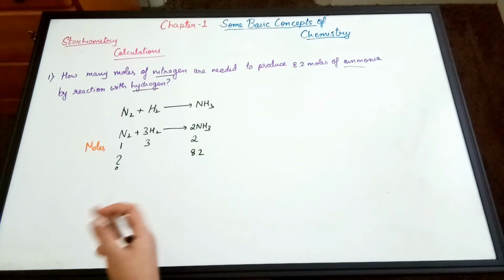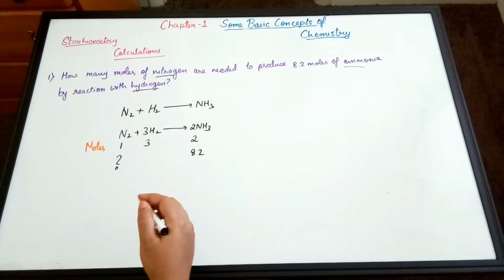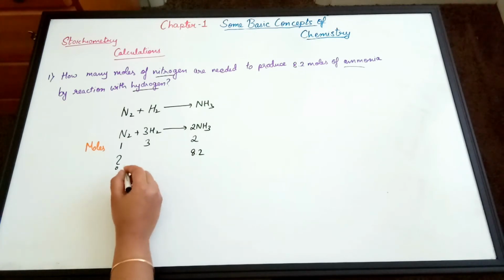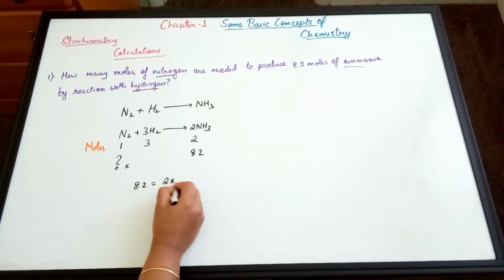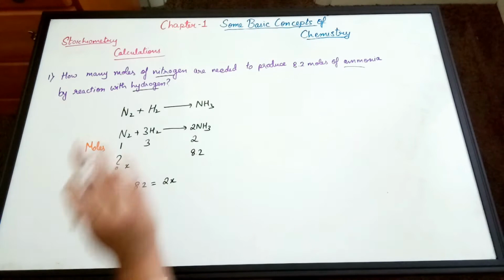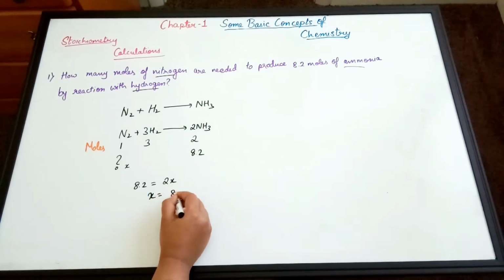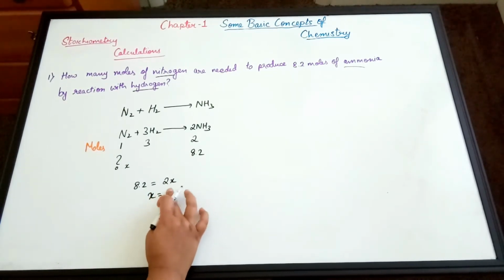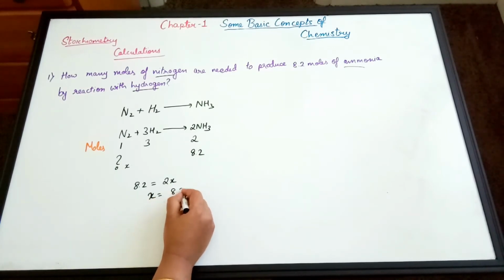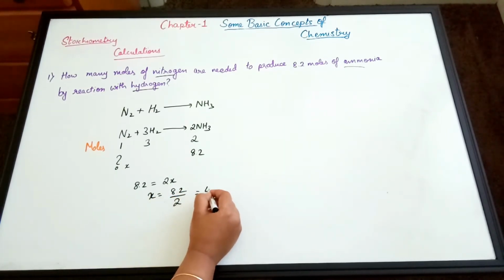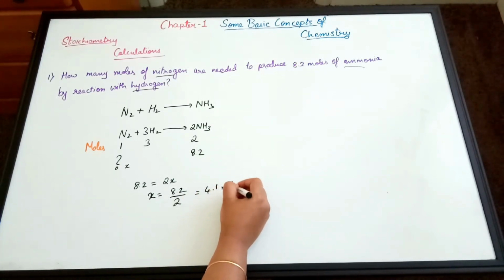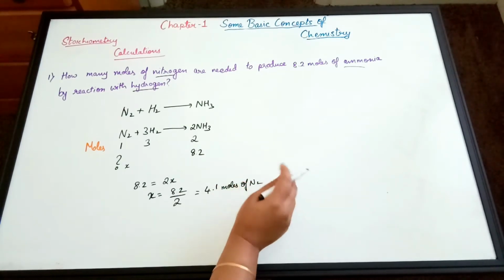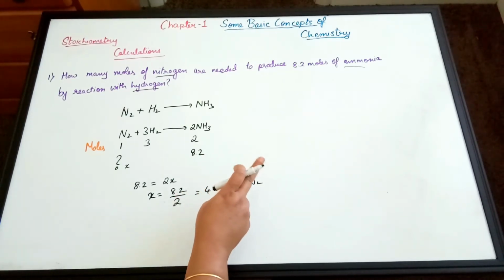Okay, so we just simply do the cross multiplication. Let's assume this is x, then I will get 8.2 equals 2 into x. So x would be equal to 8.2 divided by 2, which means it's equal to 4.1. So 4.1 moles of nitrogen are required to form 8.2 moles of ammonia.